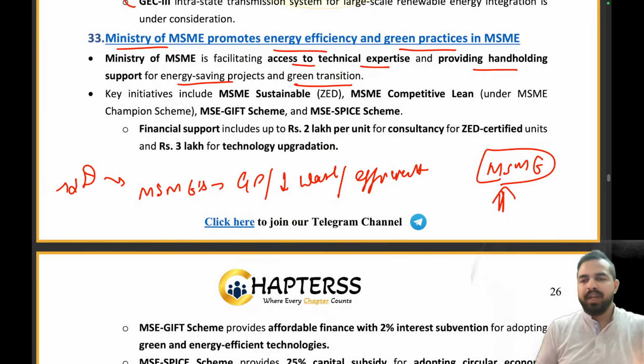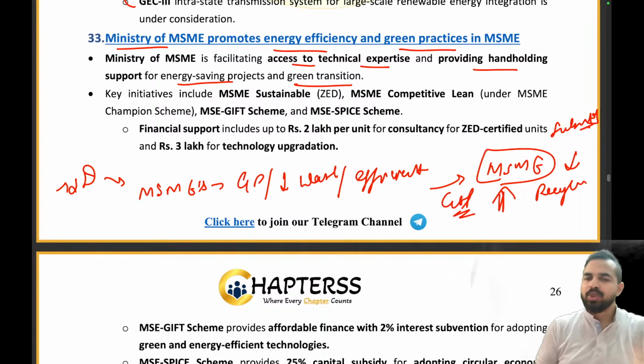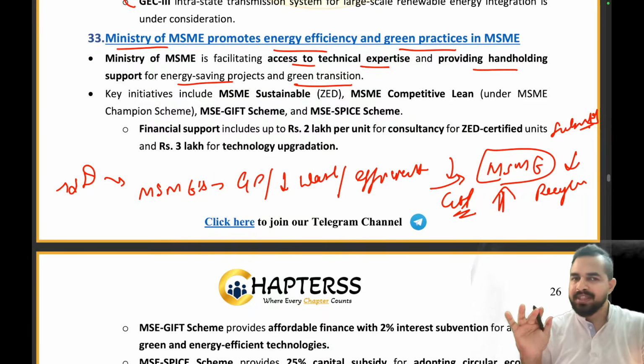Let's take an example that there is a machine which recycles materials and you want to purchase it, right? I will be giving you some kind of subsidy on that machine. If you take a loan and this loan is for green energy practices, I will be giving you some interest subvention on that particular loan. So that's how the government is helping these MSMEs.